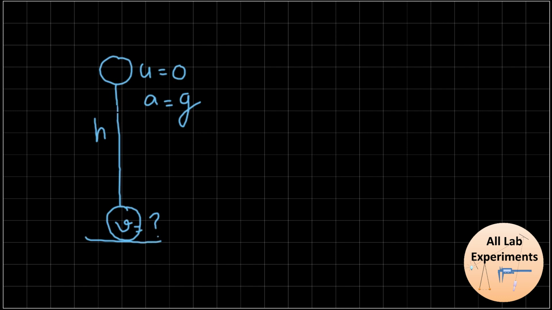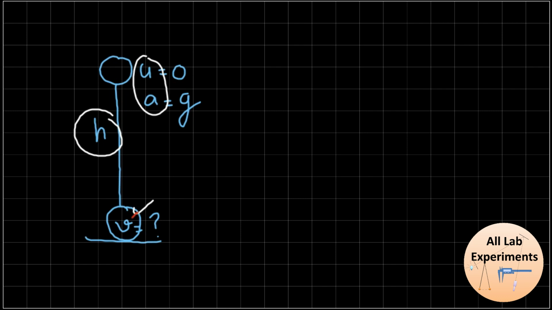You will see that we have displacement in this, u and a are also given and v is also there, but t is missing from this numerical. So without a second thought, SVT, the third equation is applicable in this scenario to solve for the value of v when h is given. This is simple.